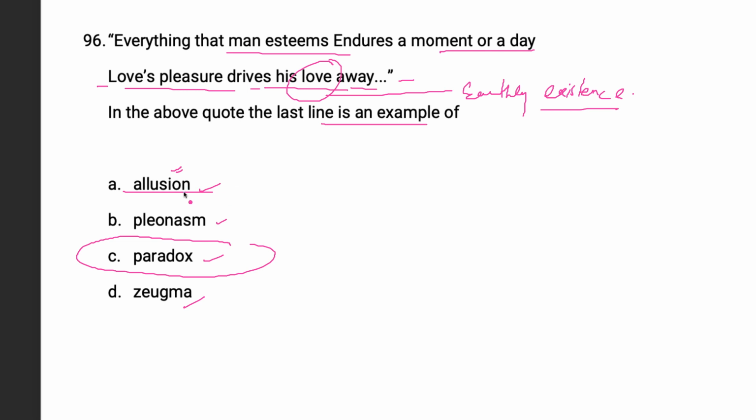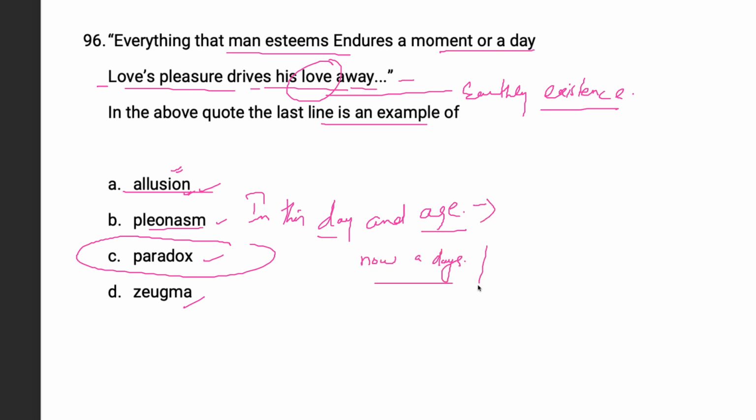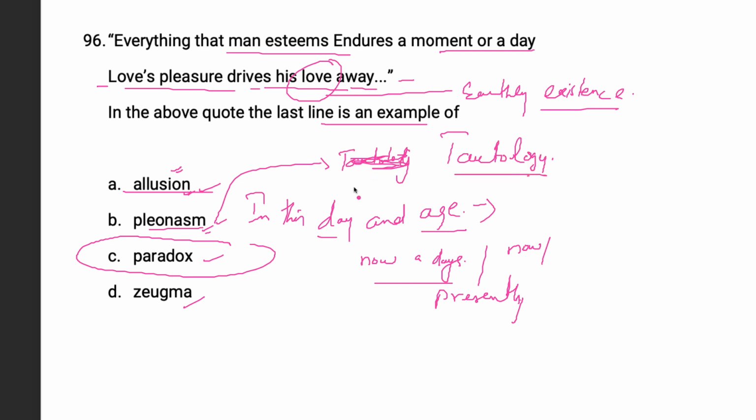So this is allusion. Pleonasm is a redundant use of words, when we unnecessarily use superfluous words. This is sometimes a defect of literary expression. Suppose we say "in this day and age", so we are using "day and age" unnecessarily. We can simply say "nowadays", or simply "now", or "presently", but we are unnecessarily using "in this day and age". The other word is tautology or pleonasm.